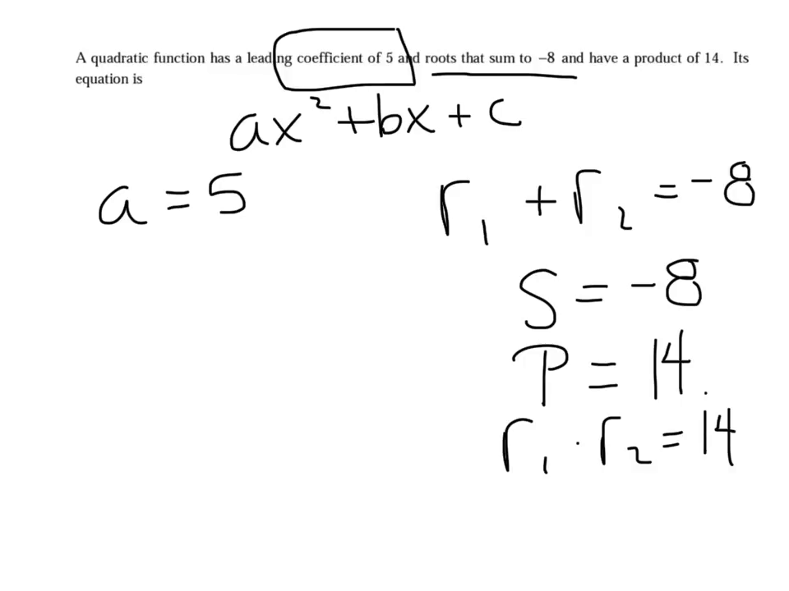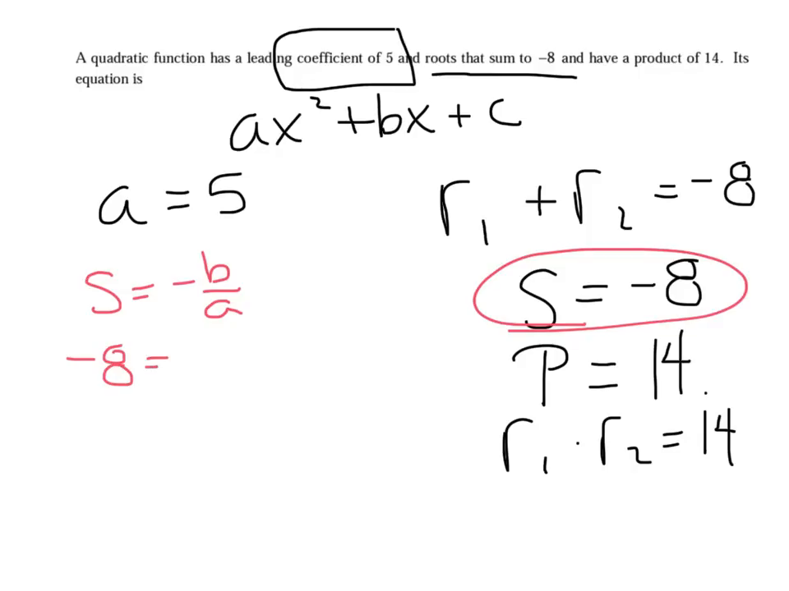So it basically tells me those two things. I know the sum and the product and what they stand for. So again, I basically need to figure out what B and C are. And it's very simple. Just use those two formulas. Sum equals negative B over A. We just said the sum is negative 8. And I know the A value has to be 5. They told me that, the leading coefficient. All right, I can multiply, so negative 40 equals negative B, therefore B equals 40.